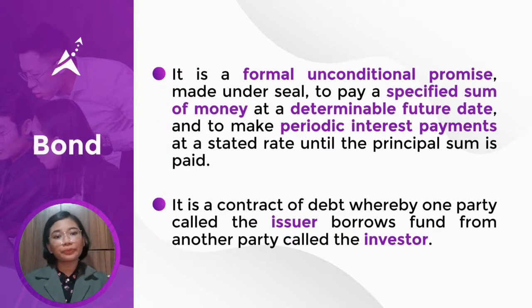First, what is bond? It is a formal unconditional promise made under seal to pay a specified sum of money at a determinable future date and to make periodic interest payments at a stated rate until the principal sum is paid. Therefore, bond is a liability. It is issued by corporations or companies since according to the definition, it is made under seal.